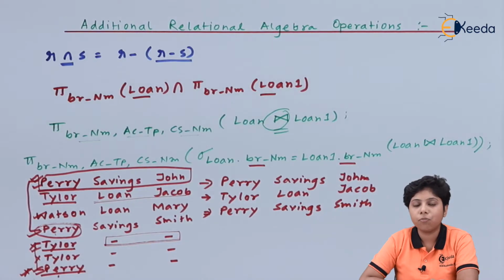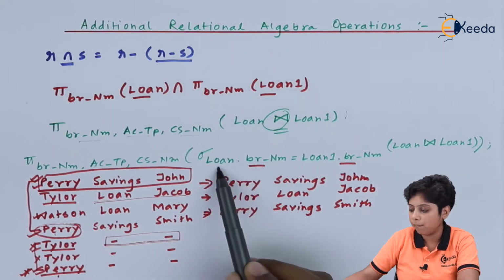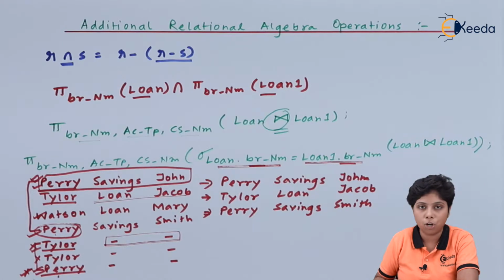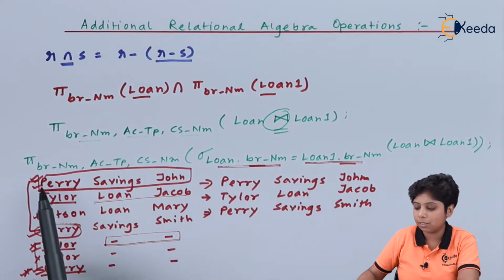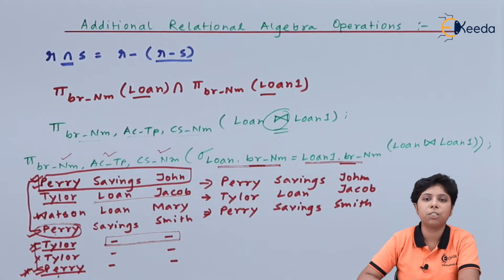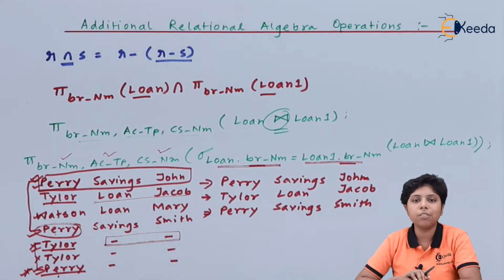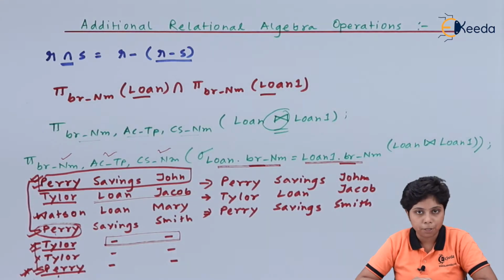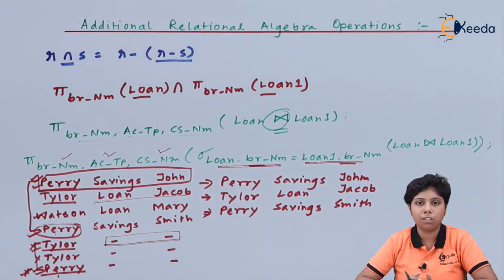Now we can say that we have naturally joined these two relations and then used a predicate with the selection operation of loan.branch_name equals loan1.branch_name, and then projected the result as branch name, account type and customer name on this particular relation. So in this way we can produce the natural join operation. Now we'll take another example, different from this loan and loan1 relation, to understand the operation of a natural join more clearly.